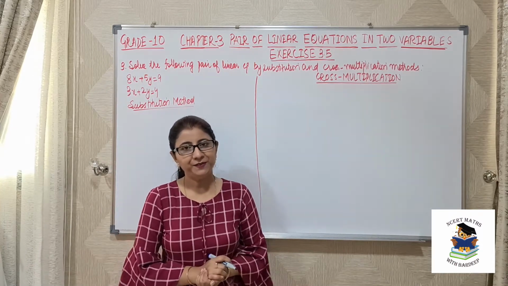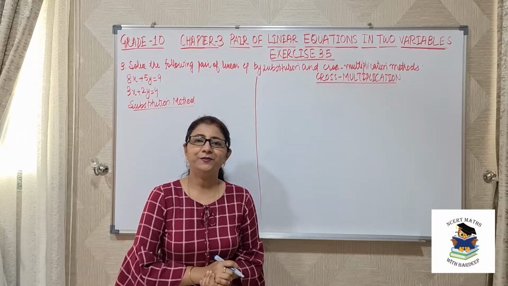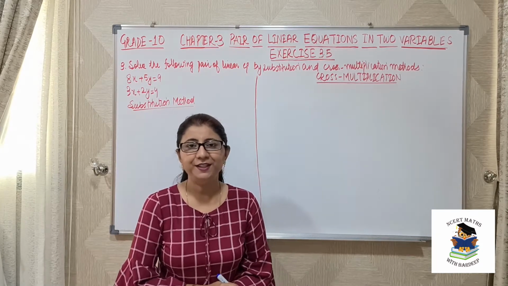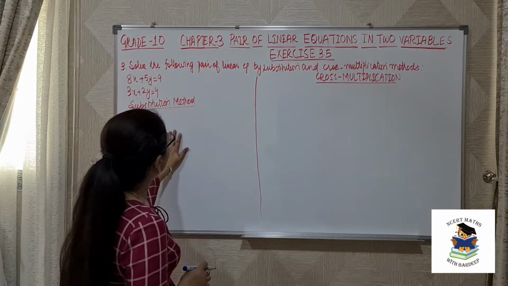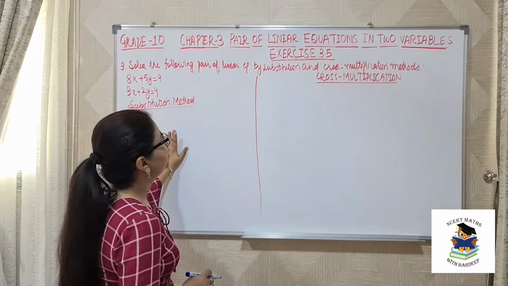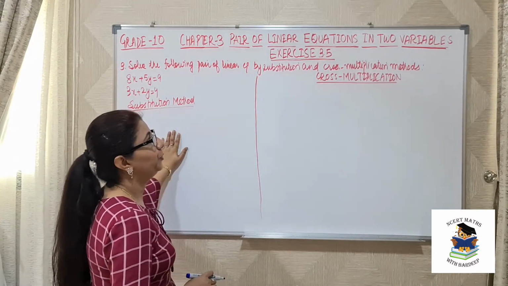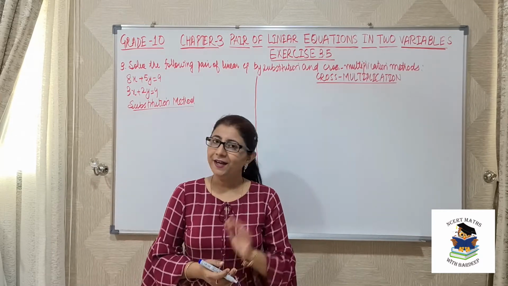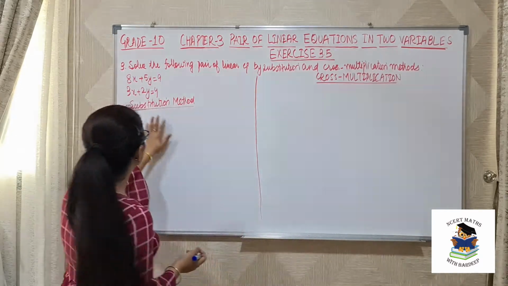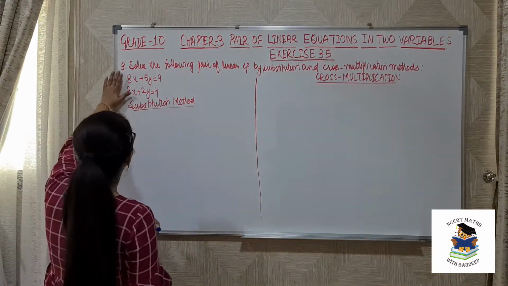Today we are continuing our exercise number 3.5 of chapter 3, that is pair of linear equations in two variables. So third question is, solve the following pair of linear equations by substitution and cross multiplication methods. So again, same pair is to be solved by two different methods. So let's start with substitution.